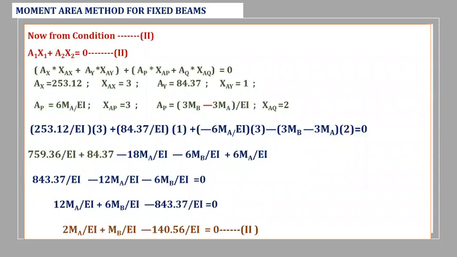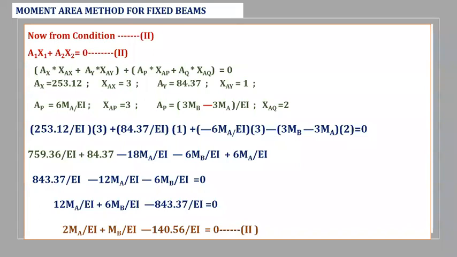So those who got the correct value, now you have two equations, two unknowns. You will solve for MA, MB, like in the case of a continuous beam, where we get the support moments. From that we can calculate the support reactions. This is for condition 2. Can anyone confirm, is it right or wrong? Correct, sir.